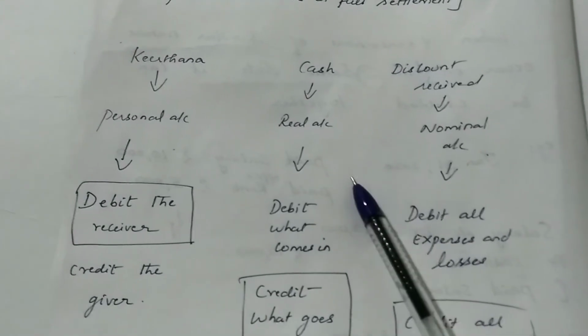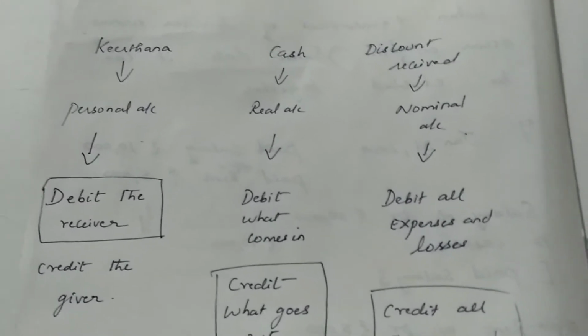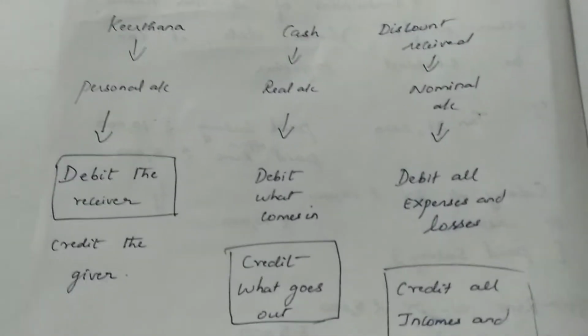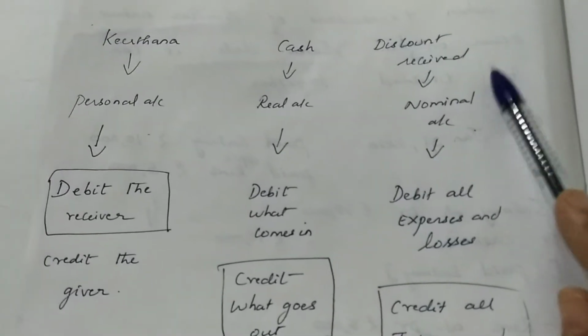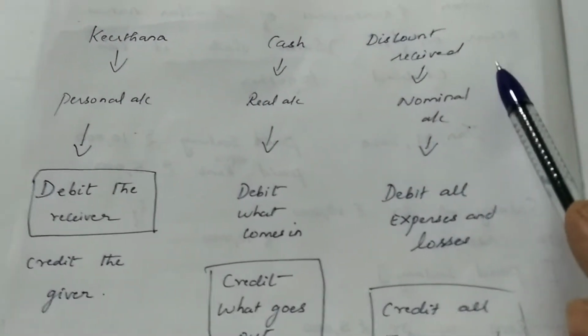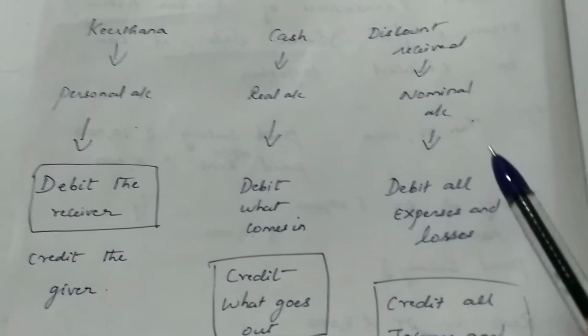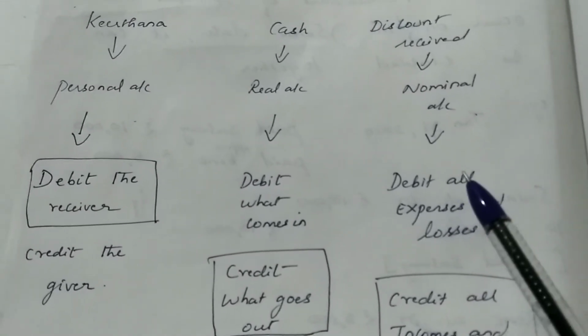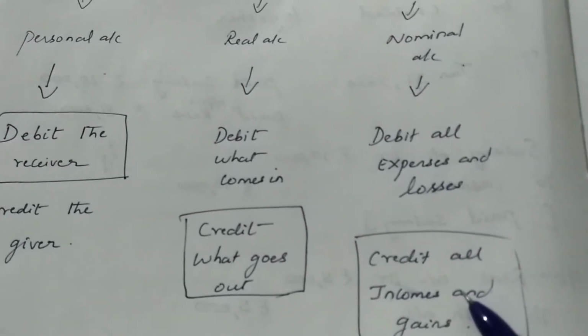Cash comes under real, so debit what comes in and credit what goes out. When we make a payment, cash is going out, so cash must be credited. The third account is discount received. This comes under nominal account. So what is the rule for nominal? Debit all expenses and losses, credit all incomes and gains.